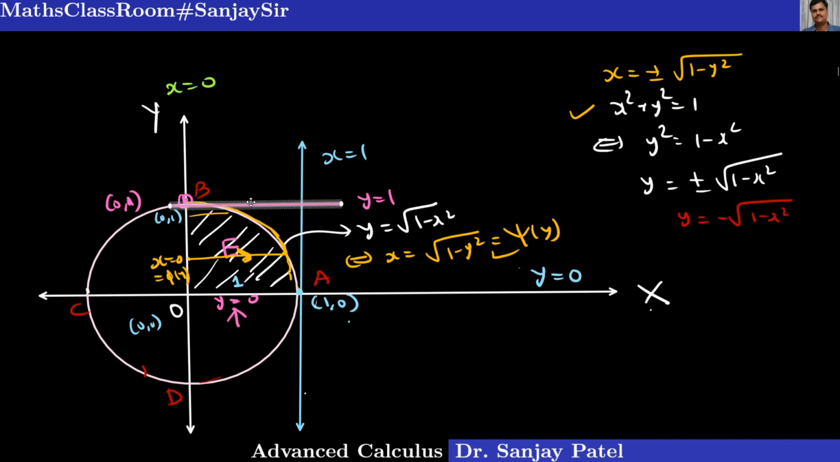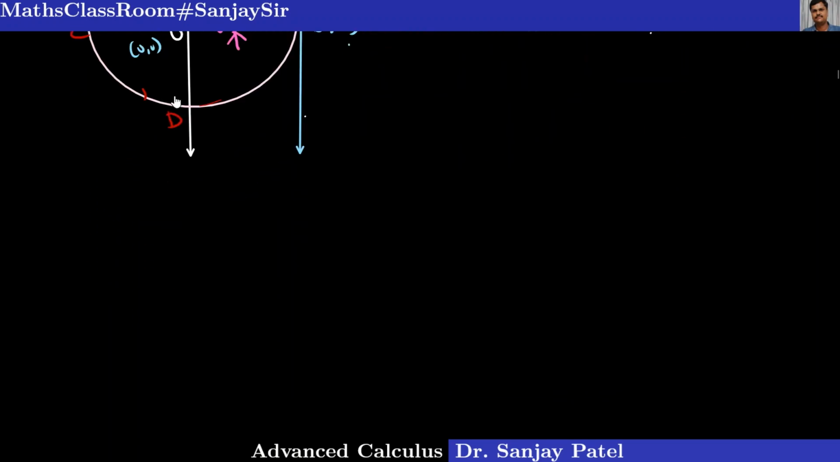This is the line y equal to 1. So these are the constant values: y equal to 1, and this is y equal to 0. So the required integral you can write like this. We have to integrate with respect to x first and then with respect to y.